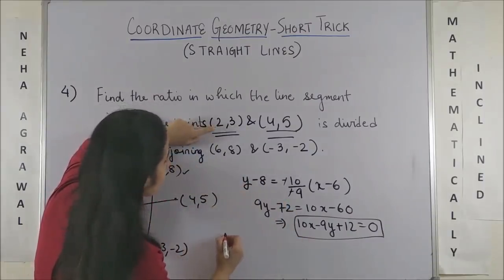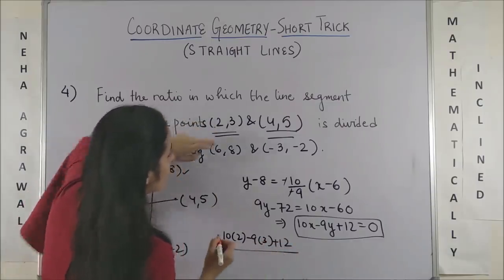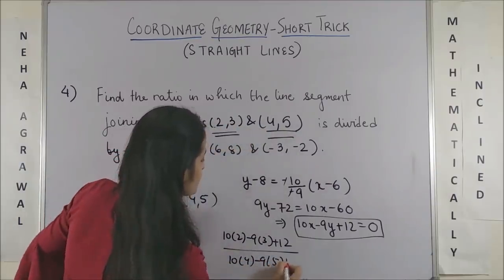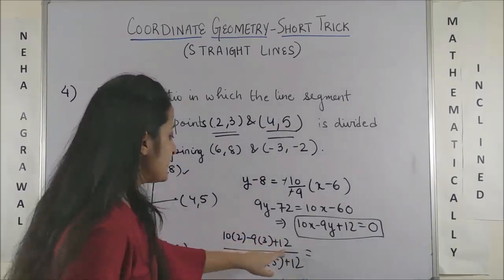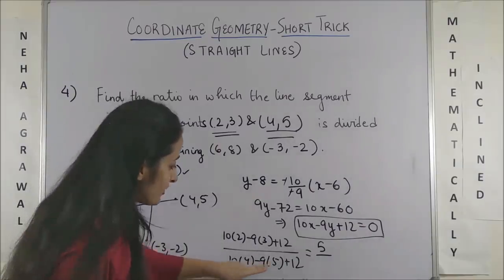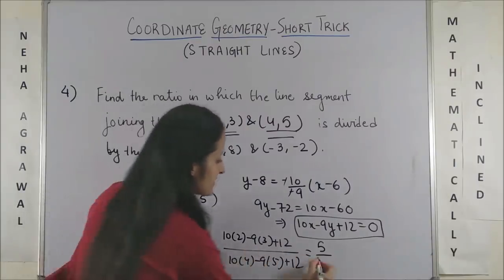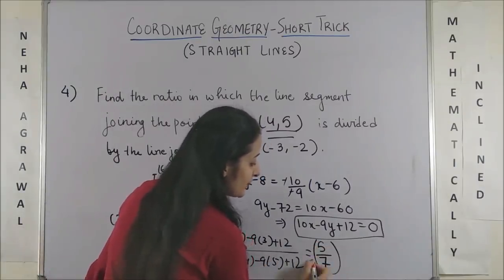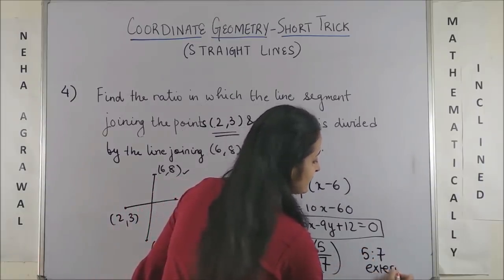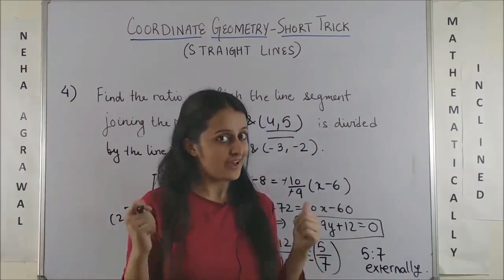With 2, 3 we get 10 into 2 minus 9 into 3 plus 12 upon, this would be 10 into 4 minus 9 into 5 plus 12. So this will be 20 plus 12, that's 32, minus 27, which is a 5, and you have 40 plus 12, which is 52, minus 45, which gives you a 7. So 5 by 7, don't forget the negative sign, so it is 5:7 externally. Wasn't this so quick and easy? Have a look.